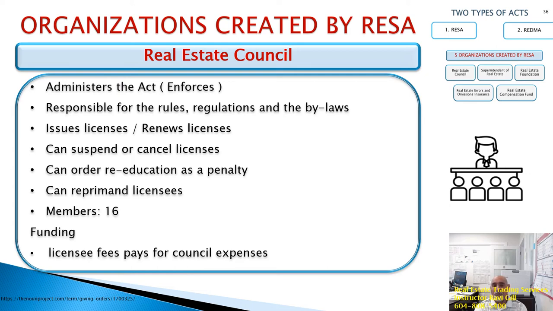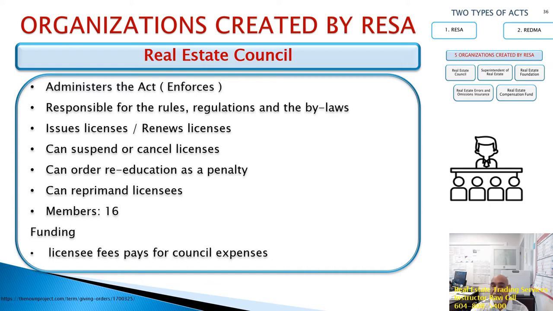They also have authority to ask for re-education if a realtor made a mistake in one of the topics or areas. They can be reprimanded. For your exam, you need to know that there are 16 members in the council. Where is the money for the council coming from? It's from the reps' licensing fees. Every time we renew our license or get a license, we pay fees, and that fee covers the expenses of the council.